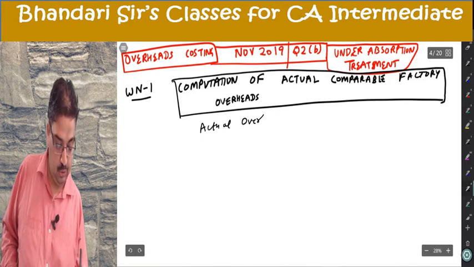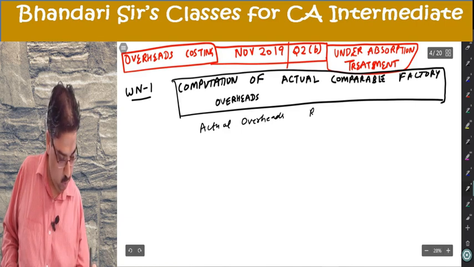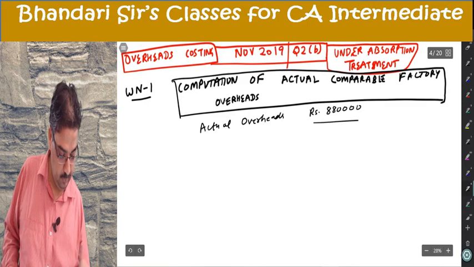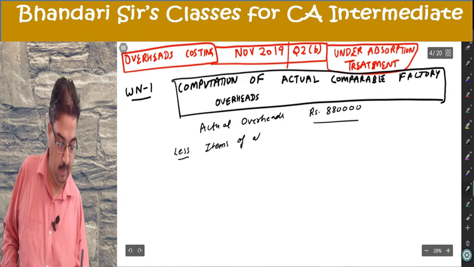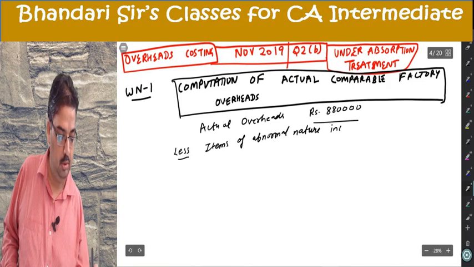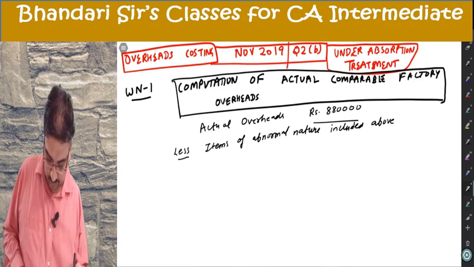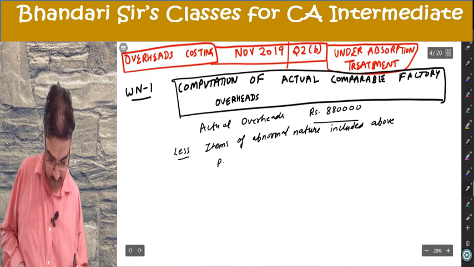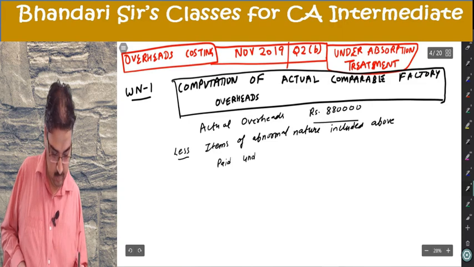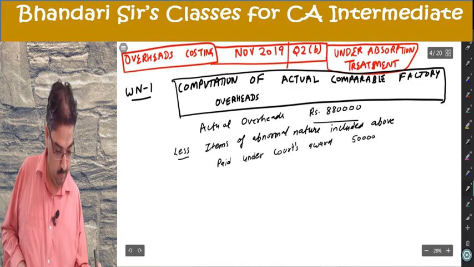Actual overheads, rupees 8,80,000, less items of abnormal nature included above. They are paid under court's award. Award means judgment. 50,000.